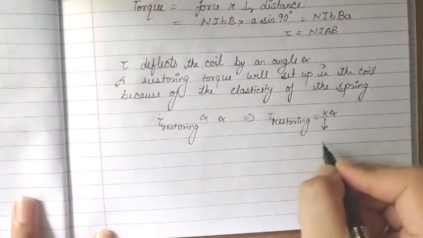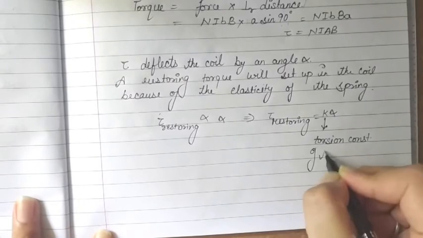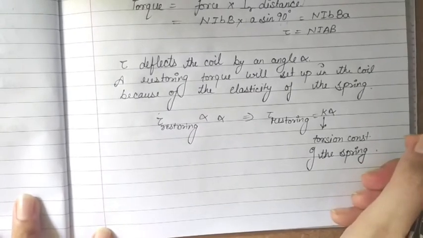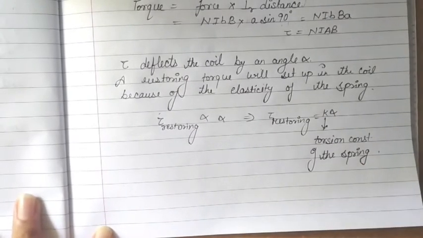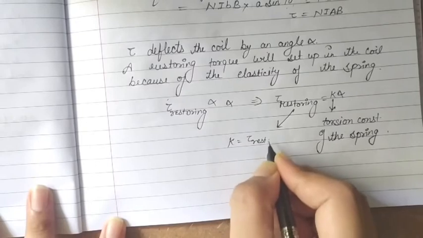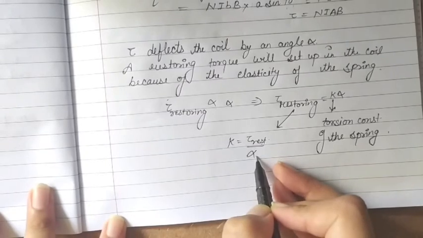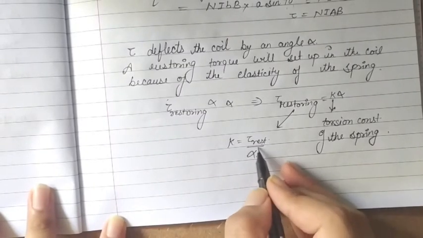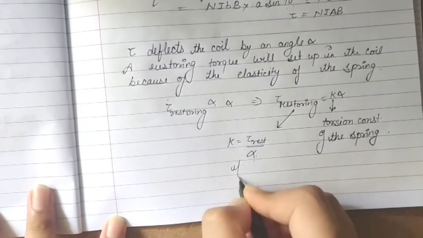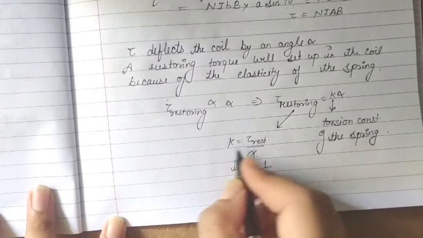where K is the torsion constant of the spring, and it is defined as the torque required to produce unit angular twist. If we use this formula, we can write K as tau restoring upon alpha. So tau restoring upon alpha means the torque required to produce unit angular twist. This is the angular twist. So if we put alpha equal to 1, that means for unit alpha, whatever torque acts, that is the value of K.